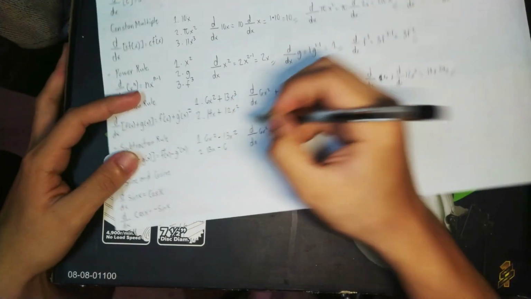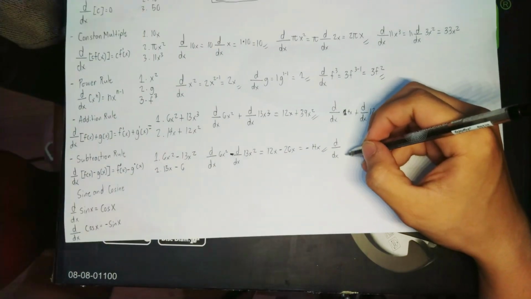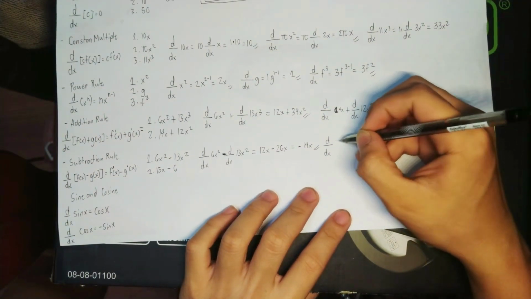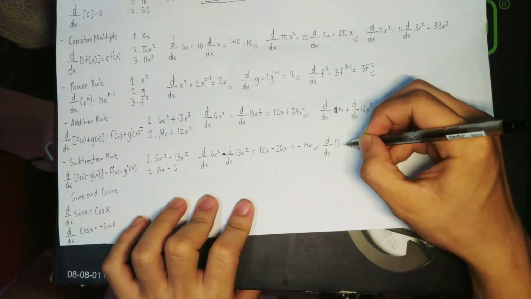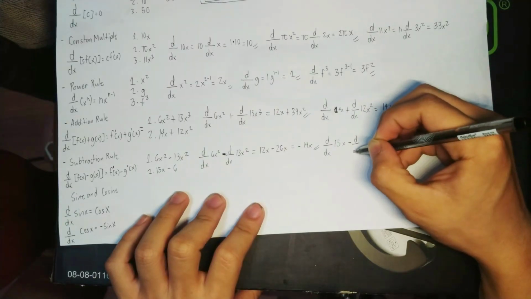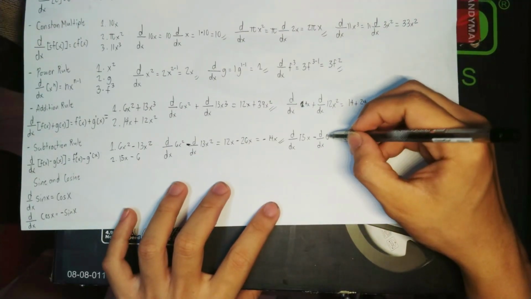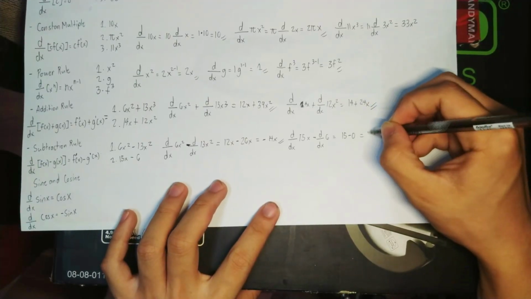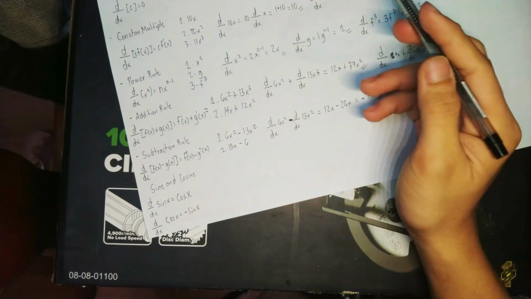And for another example, we have 15x minus 6. For that, we have the derivative of 15x, which is 15, and the derivative of negative 6, which is just 0. So your answer would be 15. It's like that. The 6 will be 0, and it'll just be 15 left.